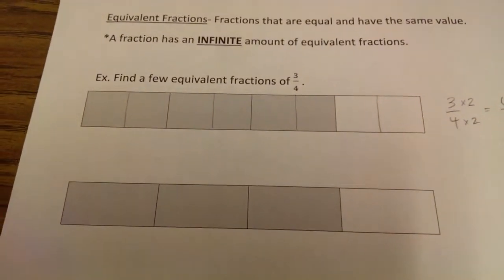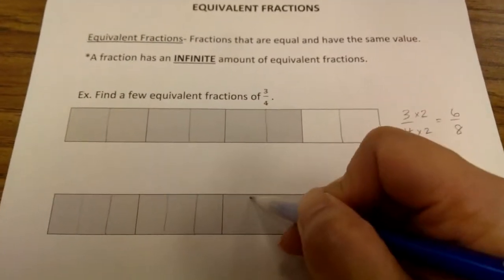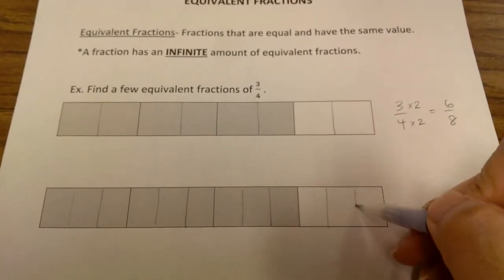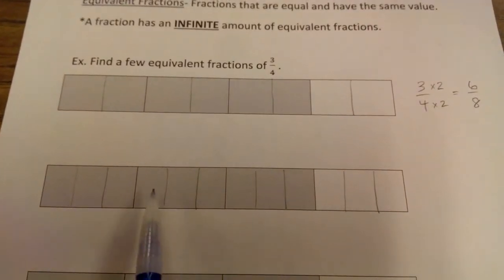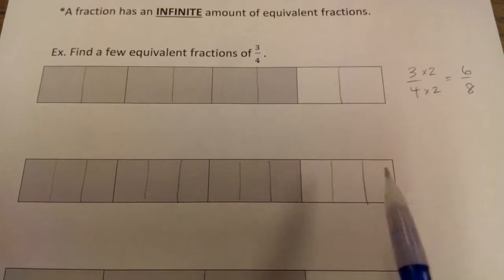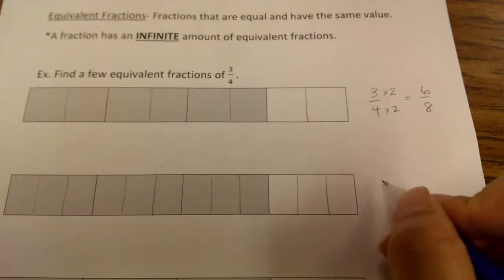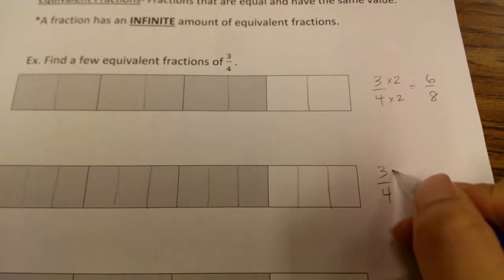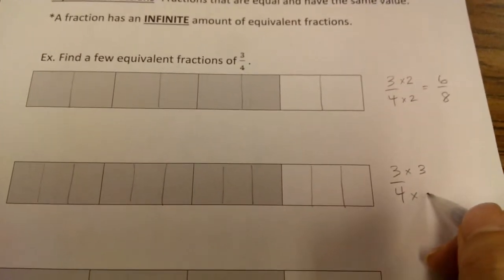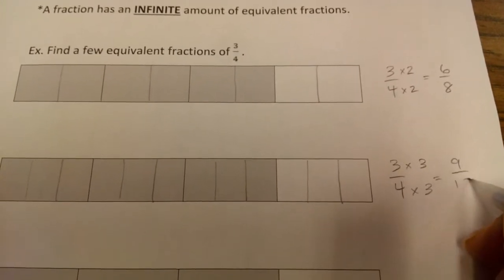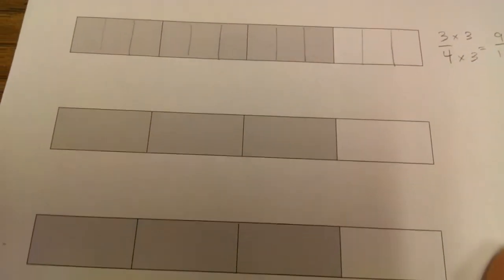Well, instead of breaking them into 2, I could have broken each one into 3 equal pieces. All right. Now instead of 3 out of 4, I have 1, 2, 3, 4, 5, 6, 7, 8, 9 out of 12. So what I did was I took my fraction, 3/4, and I cut each of the shaded parts into 3 more pieces, and then all 4 pieces into 3 more pieces. And that's how I got 9/12. Okay. Can I find another equivalent fraction to 3/4? Yeah, I can keep going.